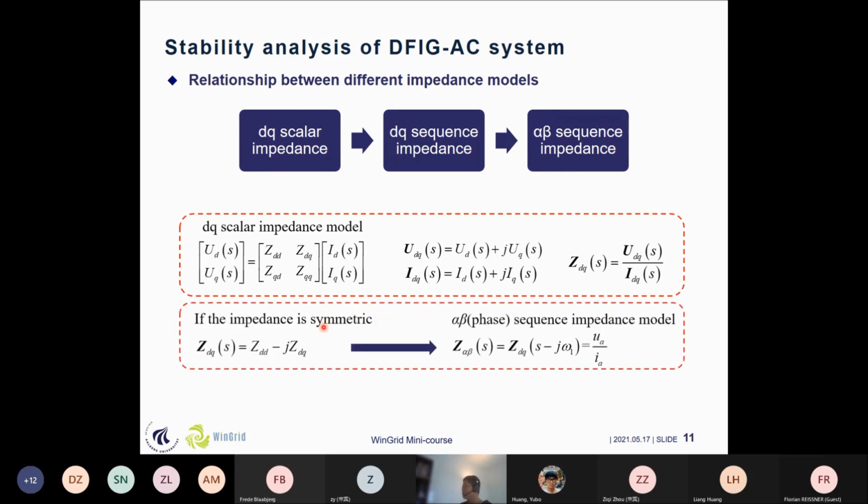And if the impedance is symmetric, we can just get a formula like this, the Z_dq. Since it's a complex variable, it contains the j part, so it can be expressed in this form. And since it's symmetric, the transformation from the dq sequence impedance to the alpha-beta sequence impedance is very simple. We can just make a frequency shift like here. And this is also equivalent to the phase A voltage and phase A current impedance. So this is a very obvious impedance that we can acquire in real cases.